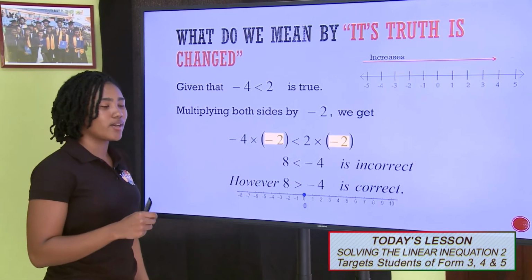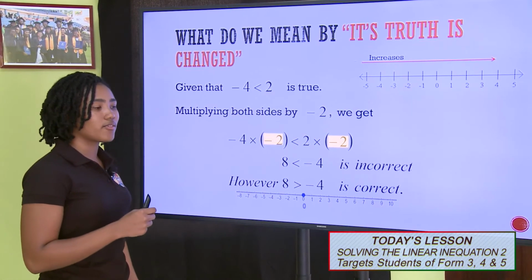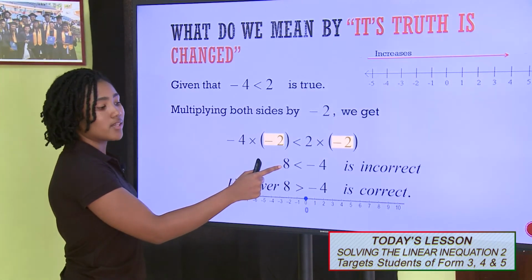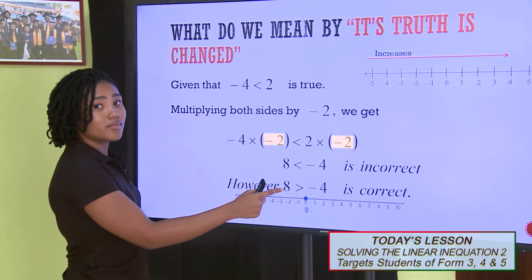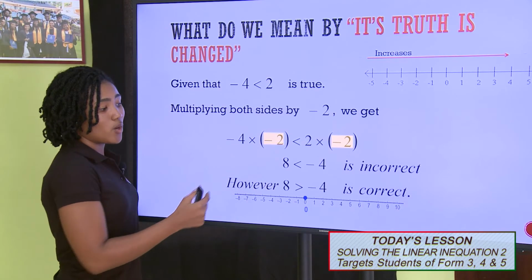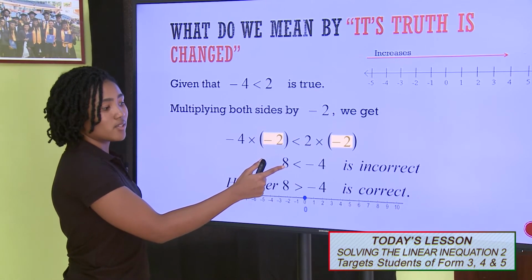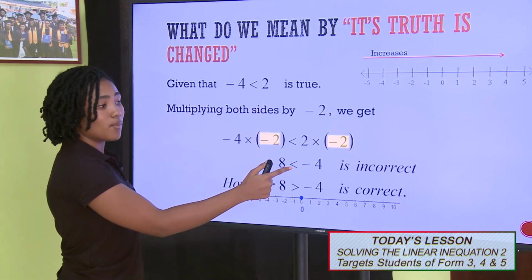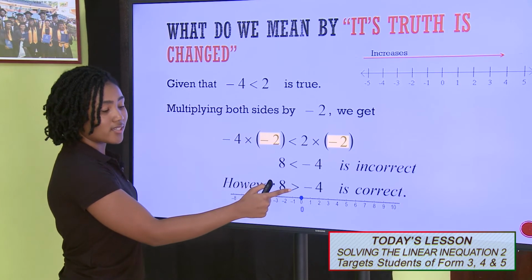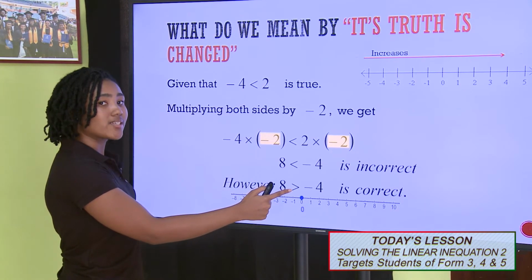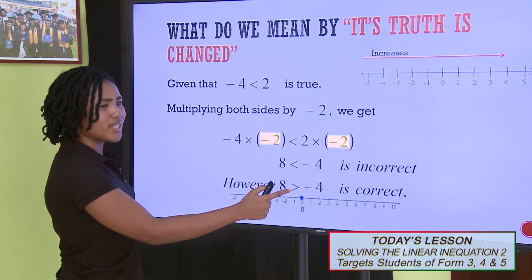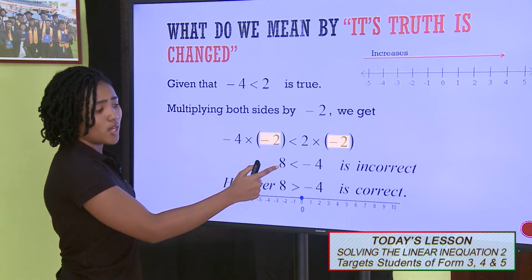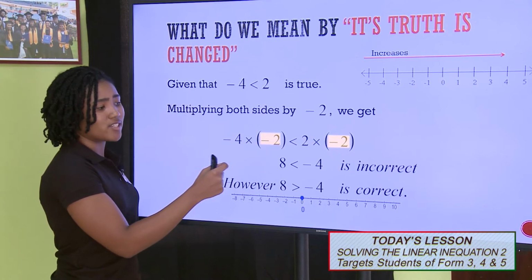So let me ask you this question. Do you see a difference between our incorrect statement and our correct statement? And the answer is yes. We see that in the incorrect statement, we have our less than symbol, and in our correct statement, we have our greater than symbol. Now back to the incorrect statement. We have 8 is less than negative 4.